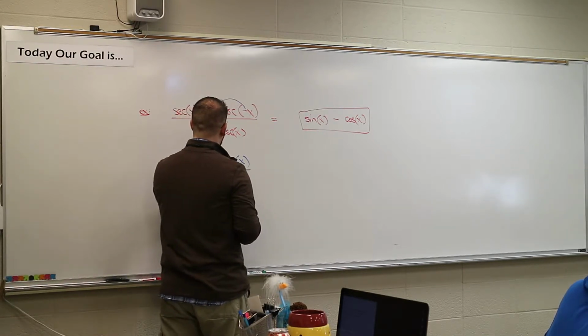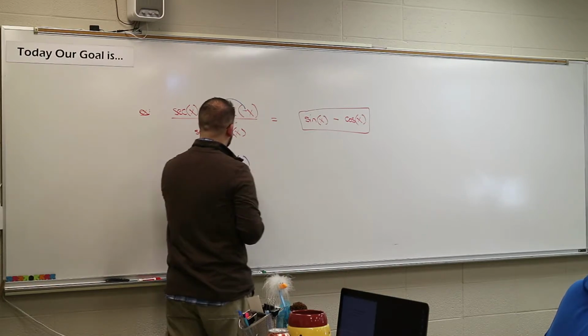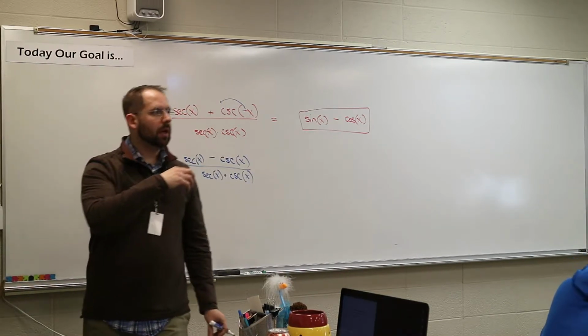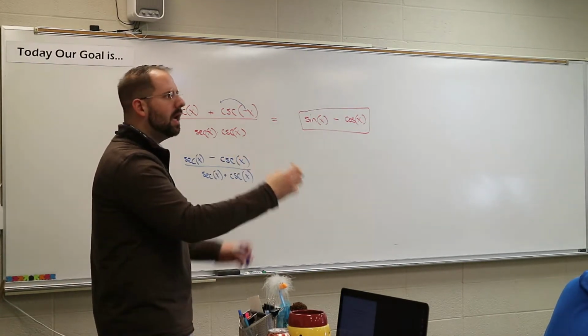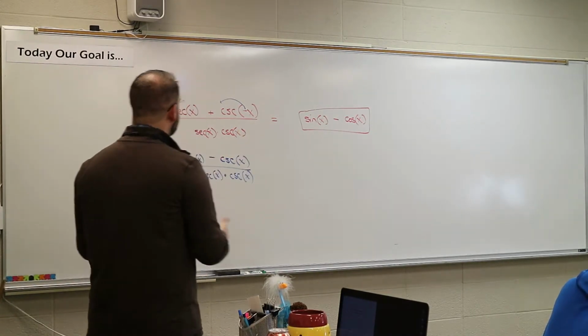Is everyone comfortable with how I just pulled the negative sign out front? Yeah, because that's substituting the cosecant with a little negative sign. It can go to the outside because it's an odd function.